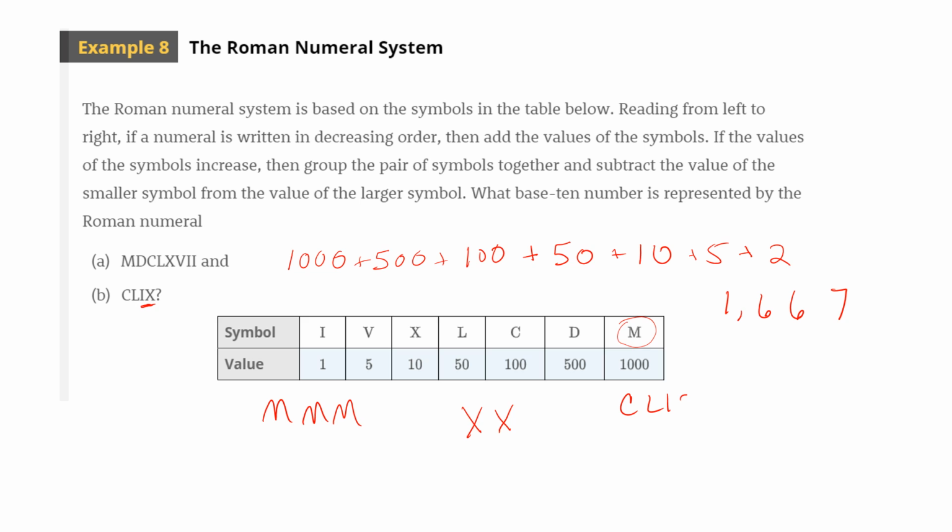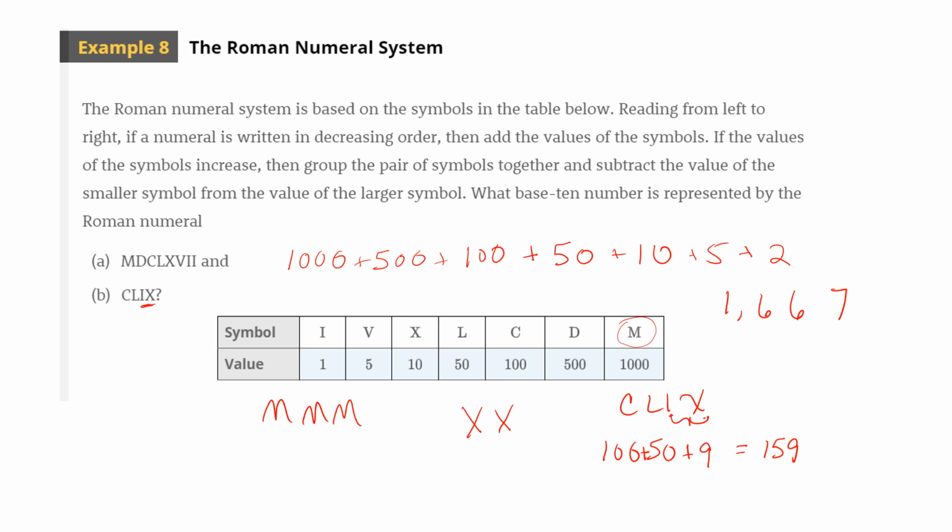Now this CLIX: I start with a C, it's 100, L is 50, I shouldn't come next, right? Because the X is worth more. It's 10. But what this tells me is I need one less than 10. So that'd be plus 9, which turns out to be 159. So it's not really positional, but if you switch the order in which it's written, then you go from adding to subtracting.